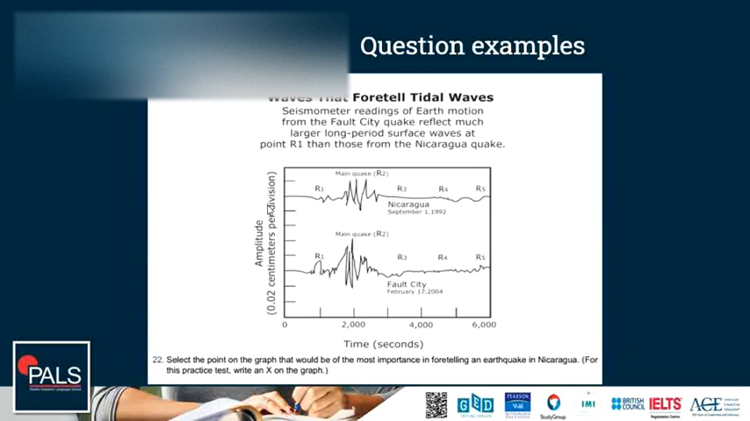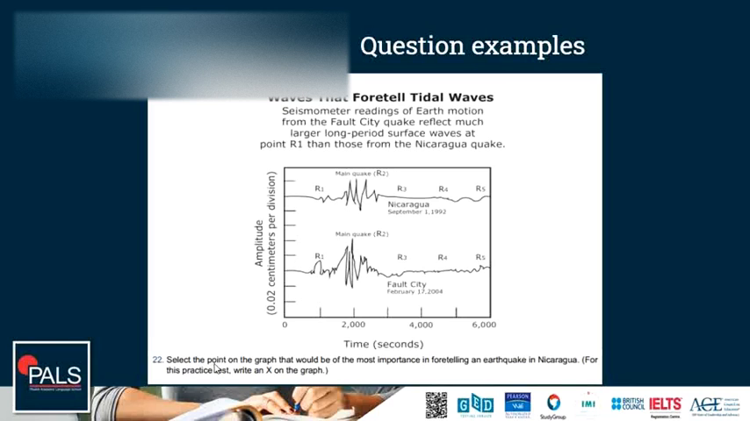Let's have a look at the second question. Waves that foretell tidal waves. So we get a little bit of text here. Seismometer readings of Earth motion from the fault city quake reflect much larger, long-period surface waves at point R1 than those from the Nicaragua quake. So here we have fault city, Nicaragua. The small text is mainly about R1. So R1 is our point of interest here. So this region.